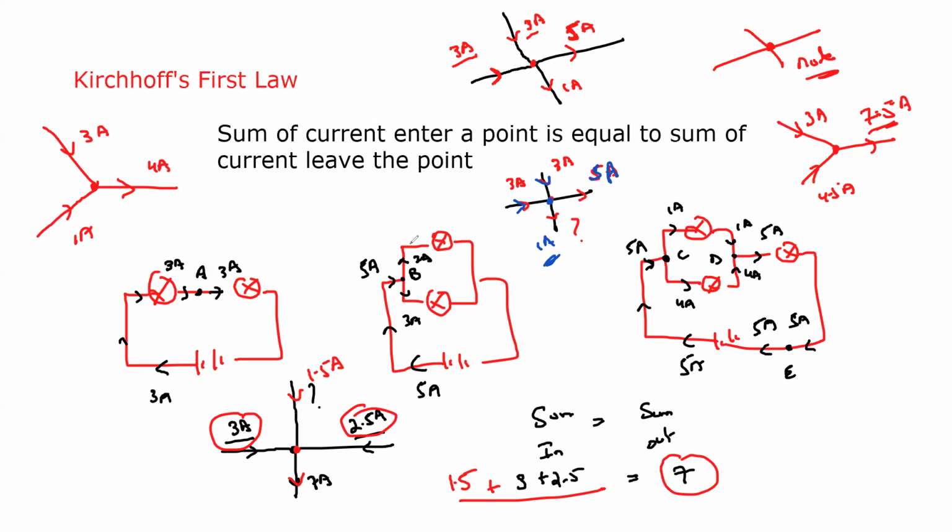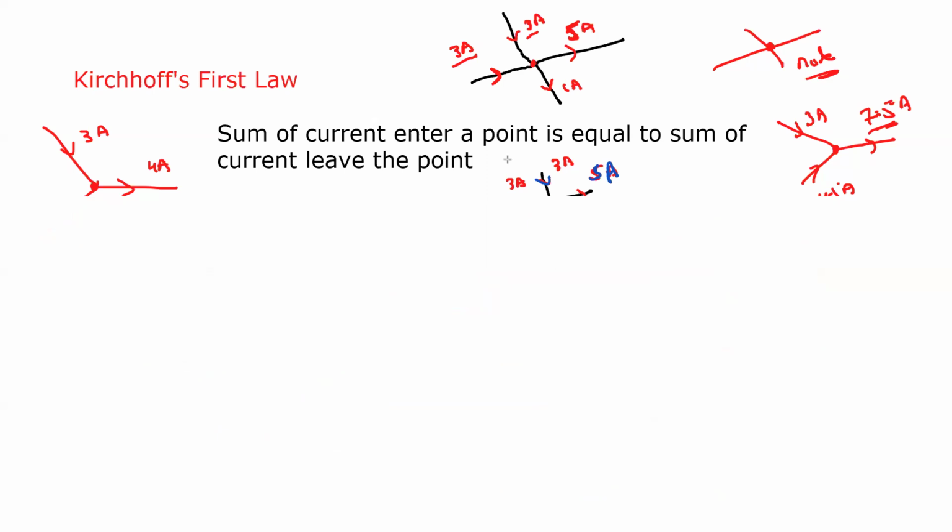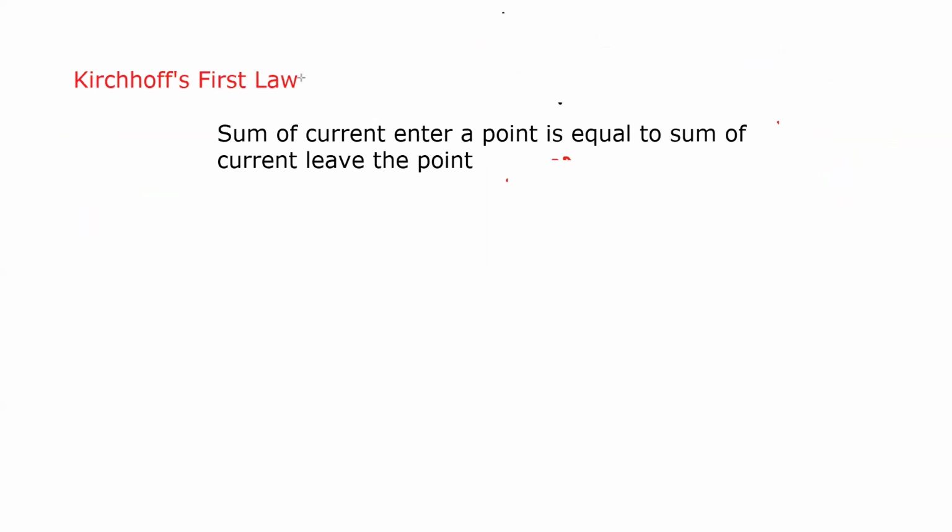Is it clear, this idea about Kirchhoff's law? So using Kirchhoff's first law, you can identify the direction in which the current will move, either in or out. More examples about Kirchhoff's law. So we have 4 ampere, 3 ampere, 2 ampere, and you want to identify whether the current will be in or out. You have to work out the direction of the current.